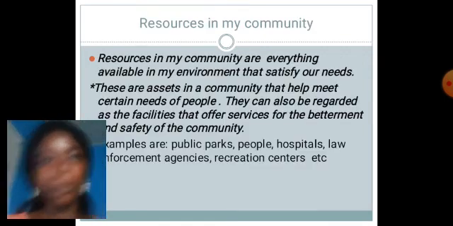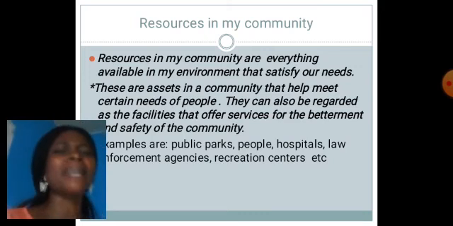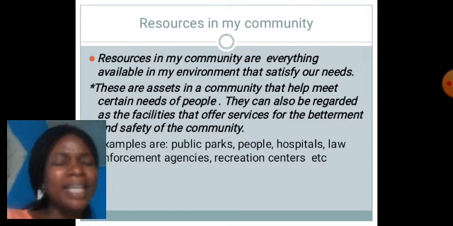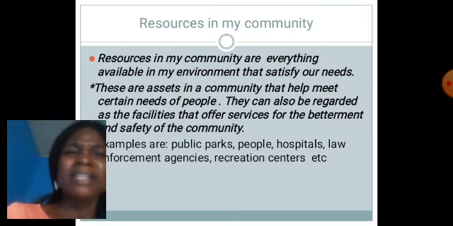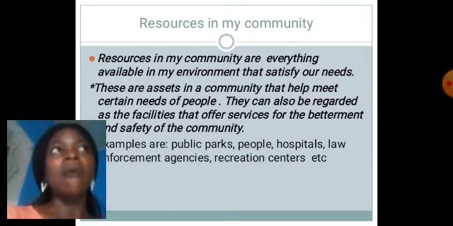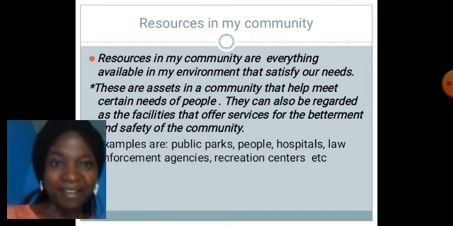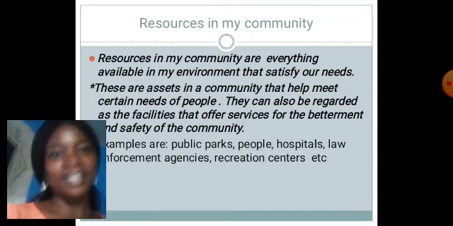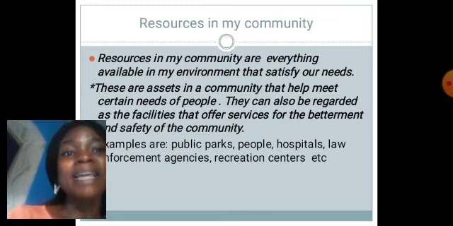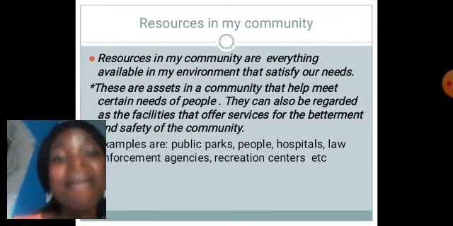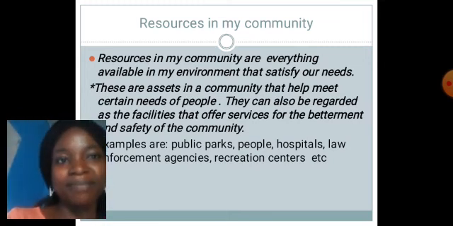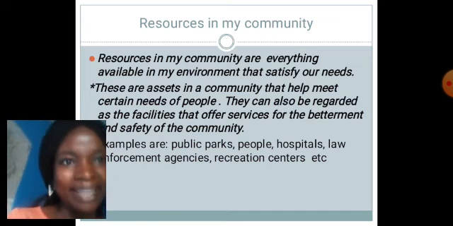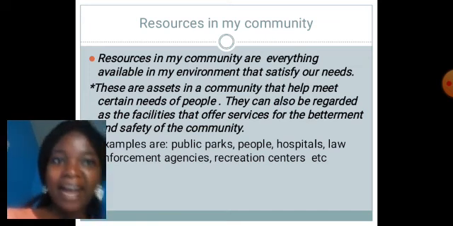I hope you are getting along. So, when we now talk about resources in our communities, what does that mean? If resources are those things that you need to produce what you need, what does it mean? When we are talking about resources in our community, we know that community is a place where we live, where we play together, where we work. So, we therefore say that resources in my community are everything available in my environment that satisfy my needs. Everything in my environment that satisfy my need is called resources in my environment.